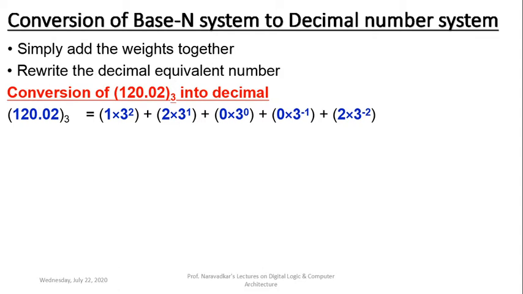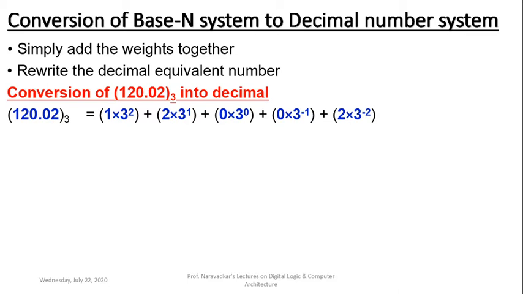So as per that, 1 multiplied by 3 to the power 2, that is the weight of that digit 1 here. Then the next digit is 2, plus 2 multiplied by 3 to the power 1. Next, 0 multiplied by 3 to the power 0, because this is the digit just to the left side of the ternary point here.